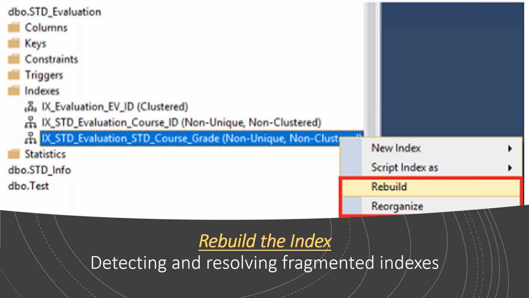Even if we are using the indexes in a better way, but still if we are getting any slowness in the response, then we can go ahead and rebuild the index. That means detecting and resolving the fragmented indexes and rebuilding them. The re-indexing concept is like that: it will refresh the index in the database and then it will improve the performance again. So this concept will again be covered in the live sessions.